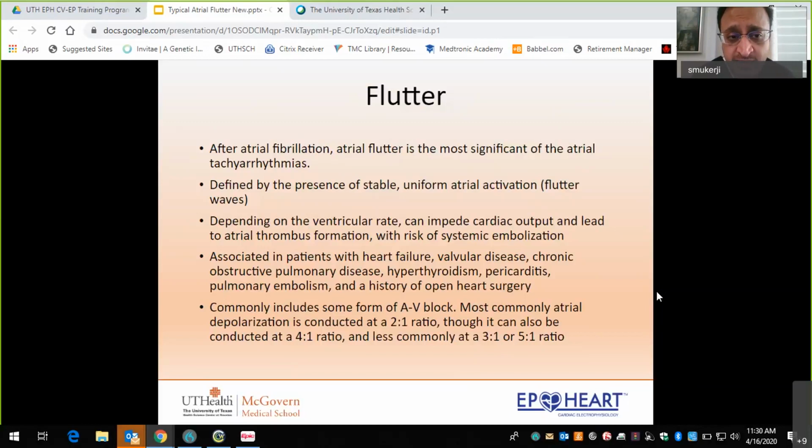The way I explain it to my patients is that flutter and fib are two sides of the same coin. What I tell my patients is if it's coming from the left side, meaning the left atrium, I call it atrial fibrillation. If it's coming from the right side, it's atrial flutter. Of course, this is not set in stone, but it helps my patients get a better understanding of what I plan for them, or the kind of ablation that I would be doing on them.